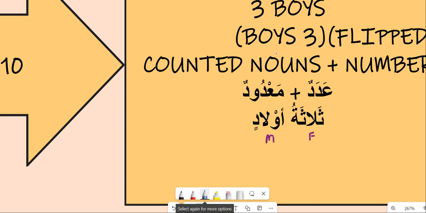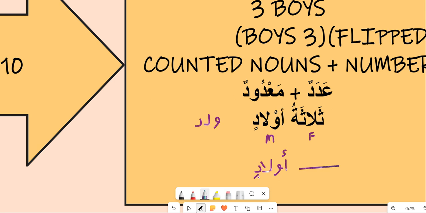For example, if you have three boys, first of all, the rule is flip it. Then apply the formula, the number and the madud. So don't jump to write the adad first. First, leave the space for the number. Then write the madud. Boys, we have boys. So now, what is the singular? Walad. So what is the plural of walad? It's awlad. So I will write awlad.